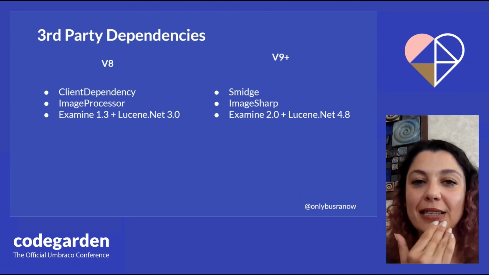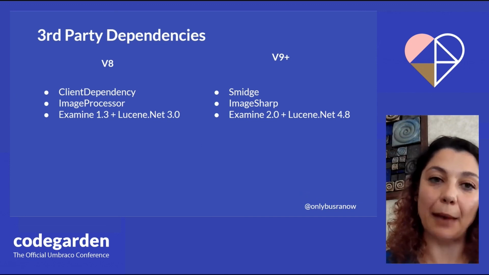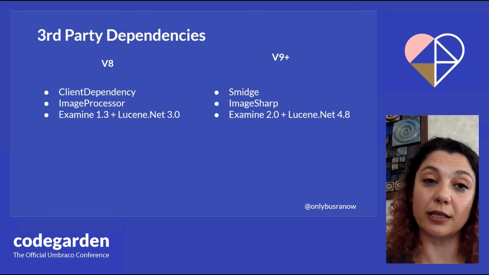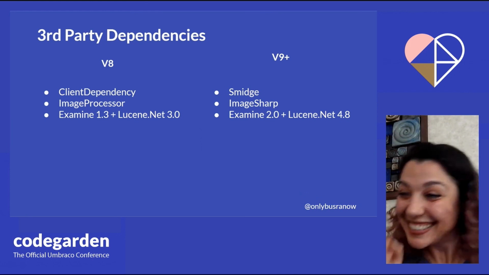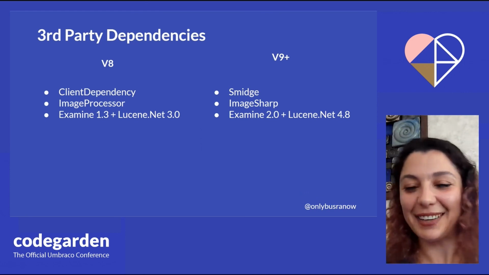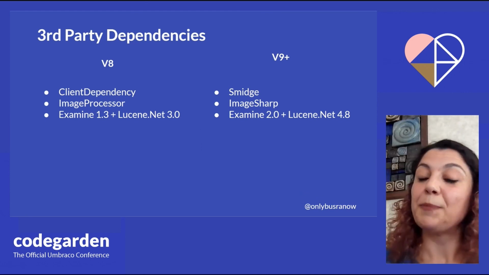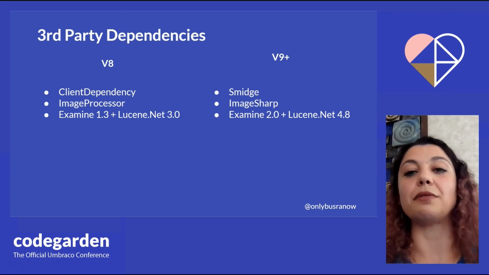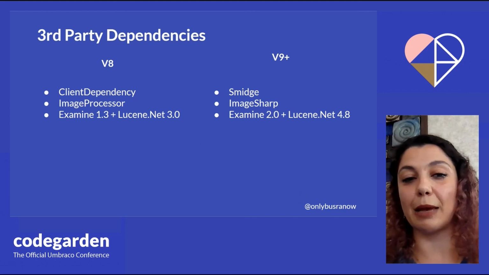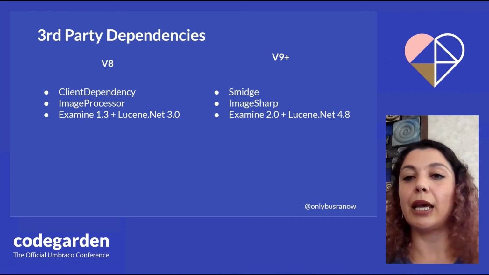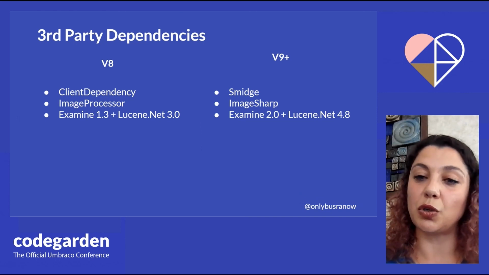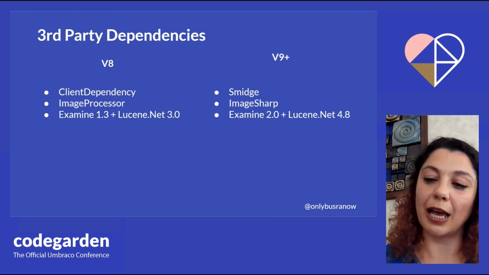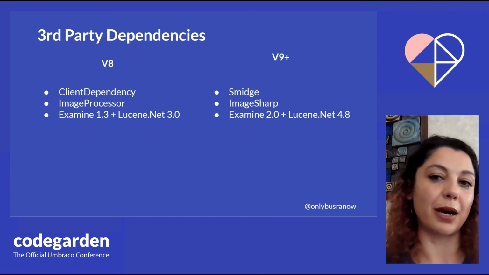Let's check the third-party dependencies. There are loads of third-party dependencies that were kept, that are new, and that were removed. But this is what I'm quite excited for: ClientDependency is now gone. I'm really, really happy about it. I hate working with ClientDependency. Sorry, everyone. We use Smidge now. We had ImageProcessor on version 8; we have ImageSharp right now. And we had Examine 1.3 with Lucene.NET 3, and with version 9 and plus, we have Examine 2 and Lucene.NET 4.8. If you want to know more about it, rewatch Shannon's talk. It was right before my talk.